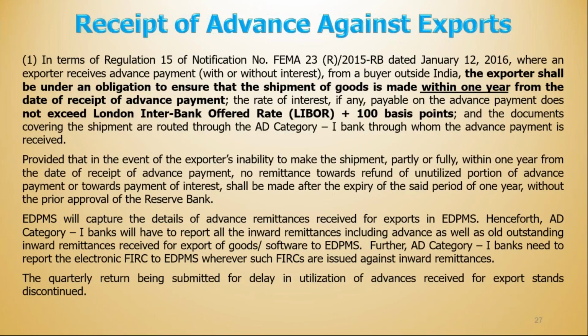Receipt of advance against the exports. Suppose you got a certain export order and also got a certain advance. If you received the advance, you have to export within 1 year. The exporter shall be under the obligation to ensure that shipment of the goods is made within 1 year from the date of receipt of the advance payment. The rate of interest, if any, is separate, but within 1 year you have to export if you get any advance against any of the orders.